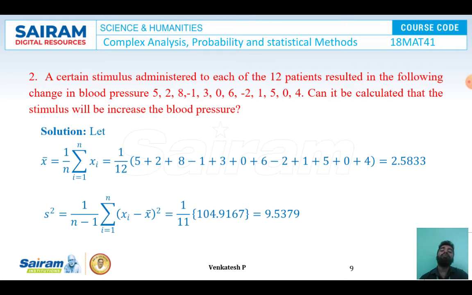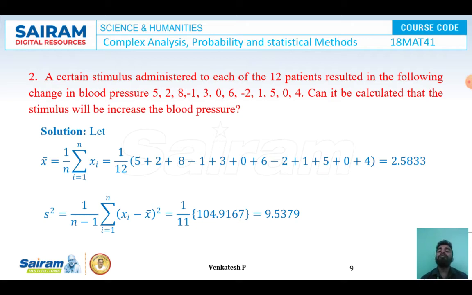So in the formula, what we're supposed to calculate, we have t is equal to mod of x bar minus mu divided by s into square root of n. So according to the formula, we have to calculate the value of x bar first, s square, and the population mean also we have to calculate.